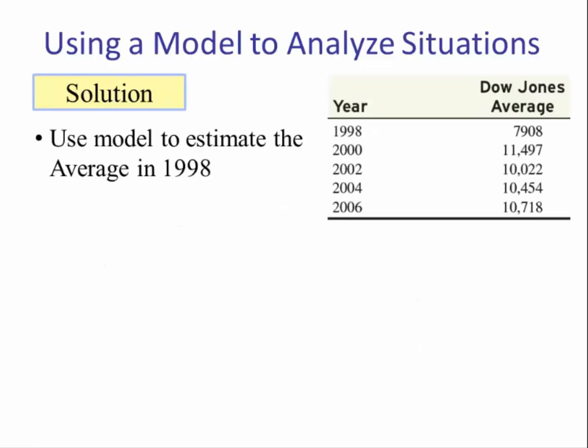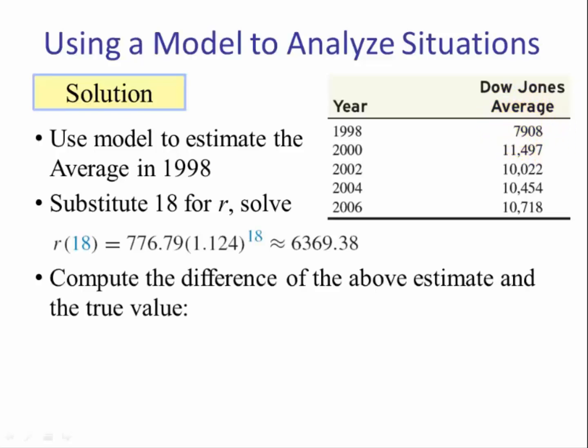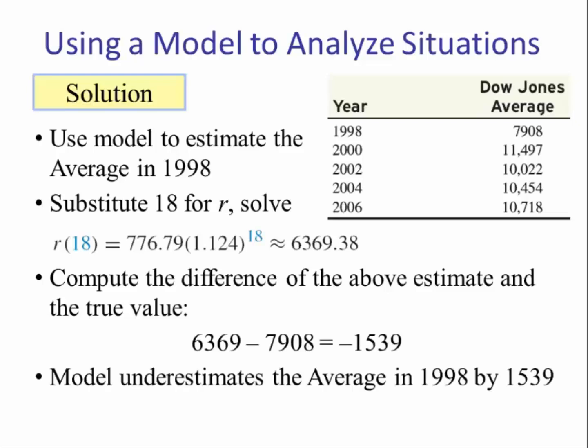Solution. Use the model to estimate the average in 1998. We substitute 18 for t in R and solve. We have 6,369.38. The actual average was 7,908. So if we compute the difference between the estimate and the true value, we have negative 1,539. The model underestimates because this is a negative number.